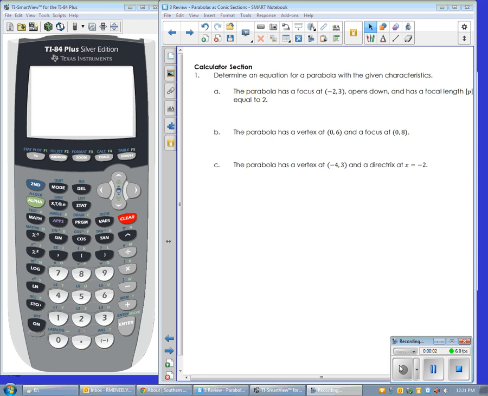Everybody, I'm going to go over the review for conic sections for our unit test next week. I'm going to work on the calculator section first, and I'm going to encourage you with all of these problems to always draw a picture to help understand the information that's presented.